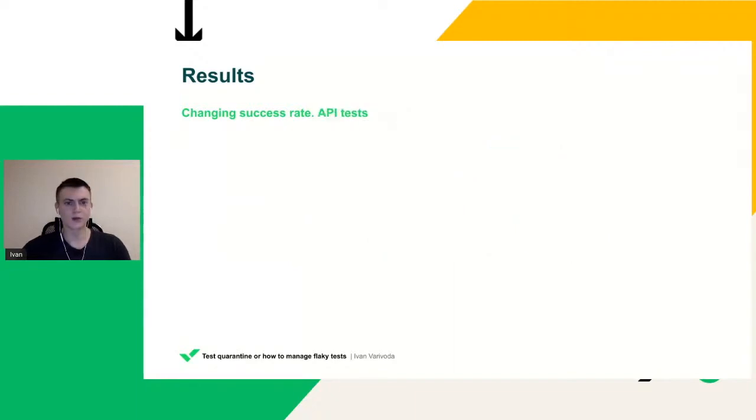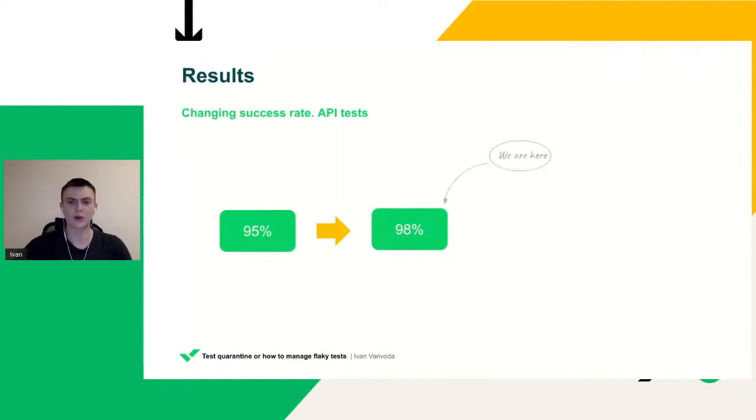And here I want to show you information about the changing of success rate for API tests. So we started with 85%, 95%. Then we increased this value to 98%, and right now we are here. And also we want to go further, but here we have some problems because this lower bound is really high, and we have to resolve some issues to go further.